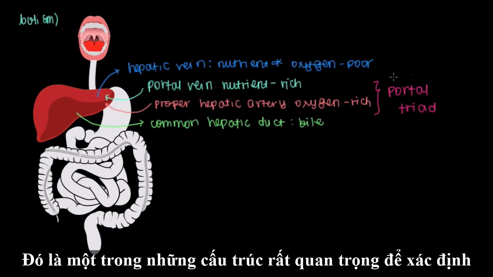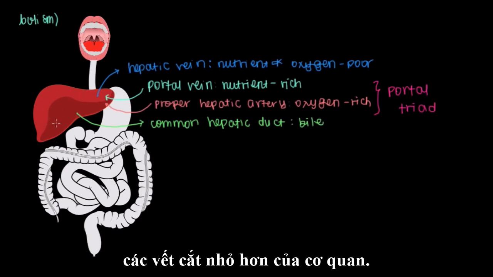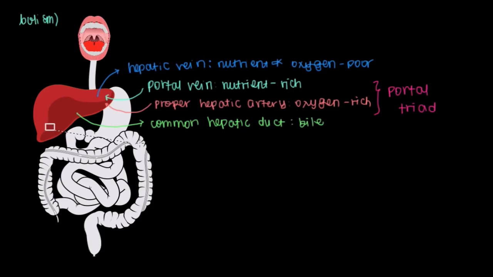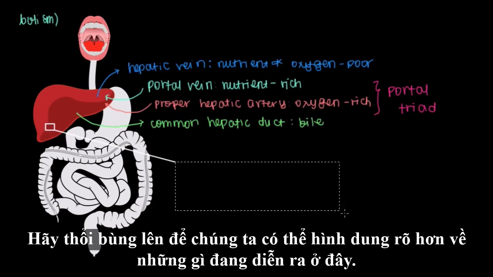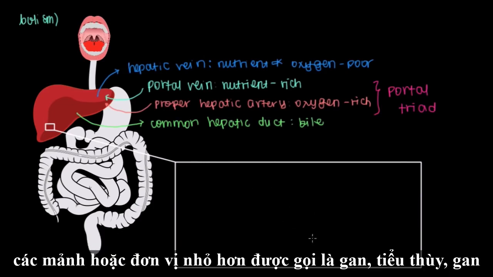It's one of the structures that are very important to identify in surgery, and also is seen very commonly in the liver when we look at smaller cuts of the organ. So if we were to focus in on a smaller section like that and blow it up so we can get a better picture of what's going on here, we can see that the liver itself, this giant fatty organ, is split up into smaller pieces or units that are called hepatic lobules.